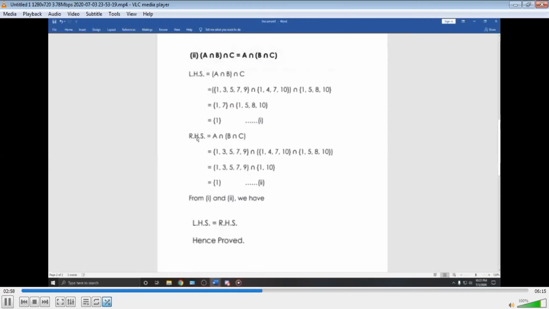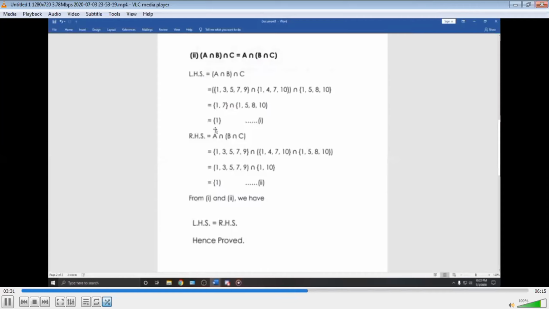First, we come towards the left-hand side. It is bracket A intersection B, bracket close, intersection C. So first we will take the intersection between A and B. When we take the intersection between A and B, the answer is bracket open 1, 7, bracket close. And now we're going to take intersection between the intersection of A and B and C. The answer of that is 1. So the final intersection is 1.